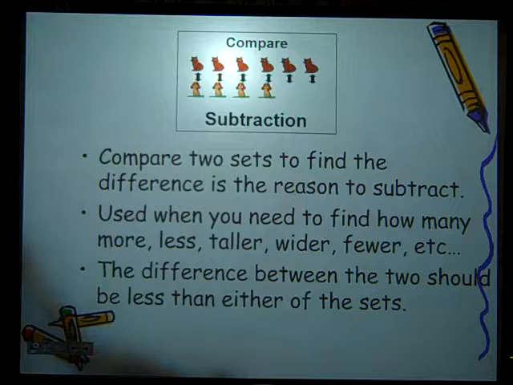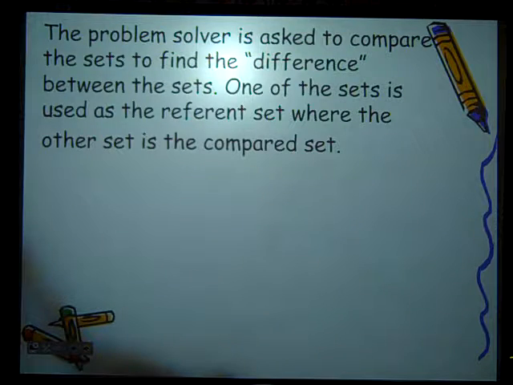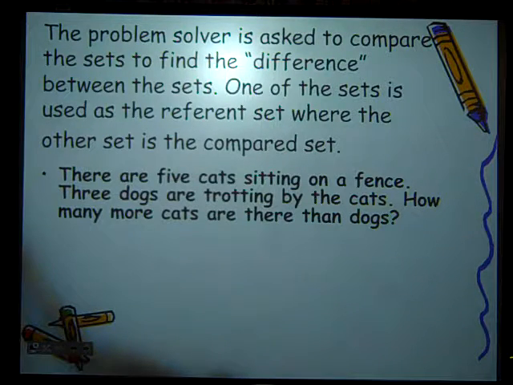Okay? Now let's see what this one looks like. I really like this visual here. And of course it results in a smaller amount. Alright, so there are 5 cats sitting on a fence. 3 dogs are trotting by the cats. How many more cats are there than dogs?